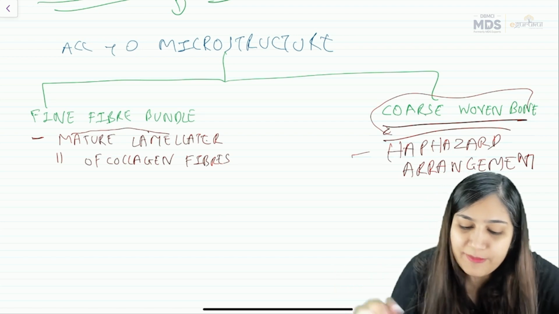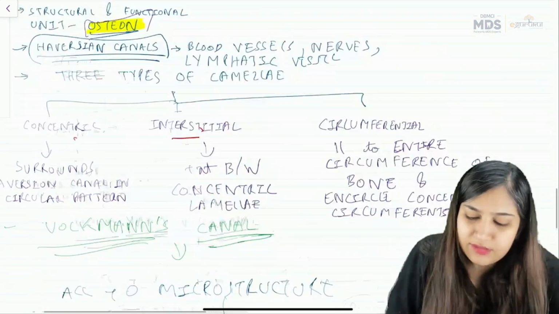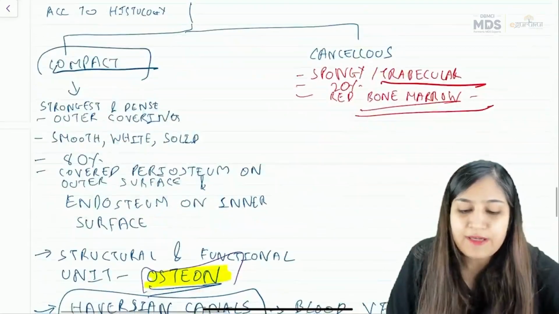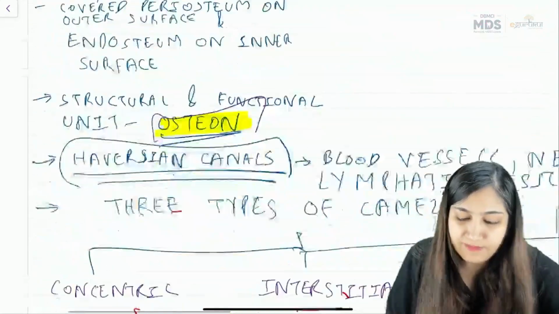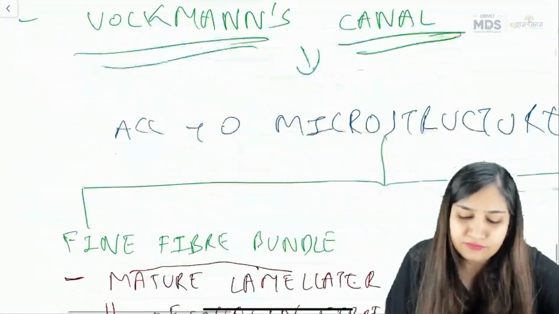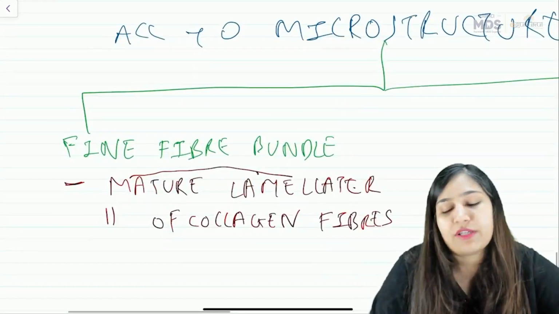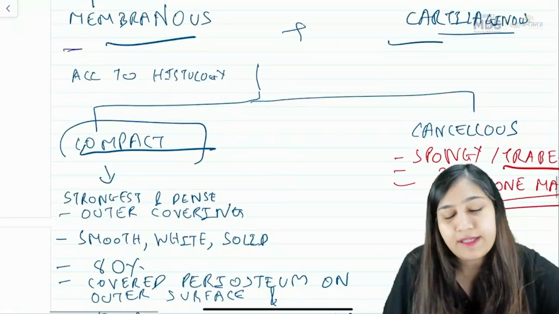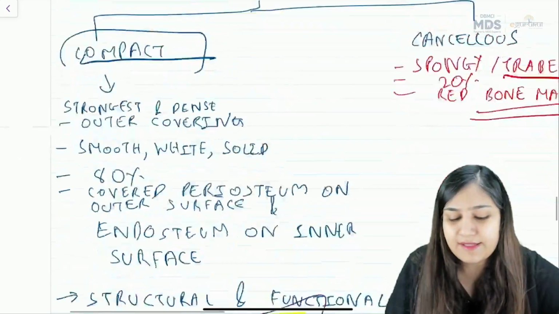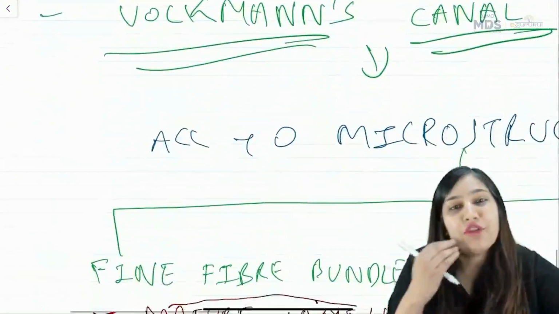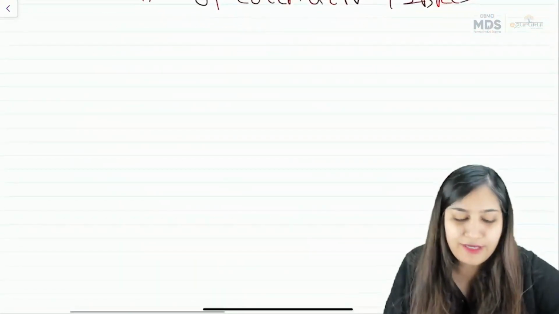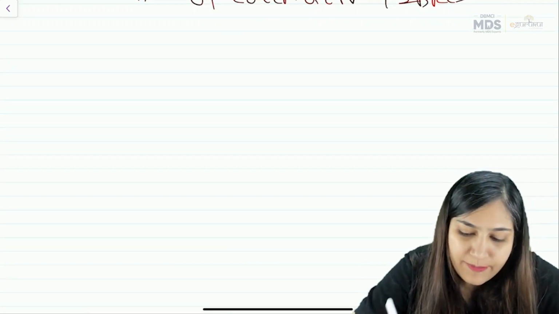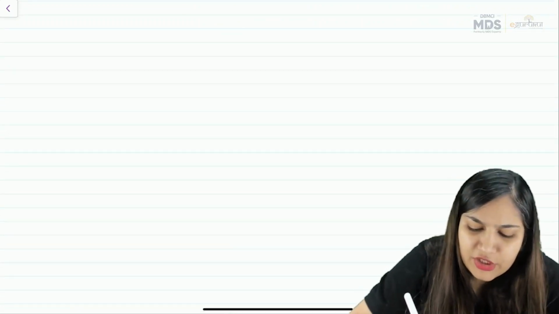Now coming to formation of bone. So classification we have discussed according to shape, development, histology, and microstructure. Histology is important, so we have discussed compact bone and cancellous bone in slightly more detail. Again, in alveolar bone, we'll discuss the histology of the alveolar bone, which will mostly be the same as this. Now coming to formation of bone.